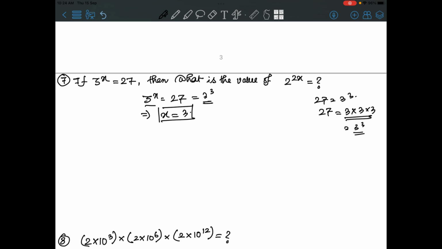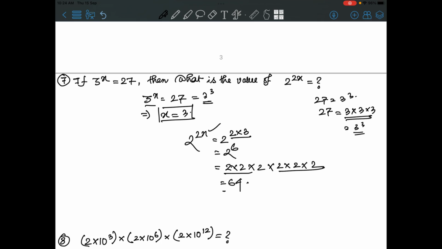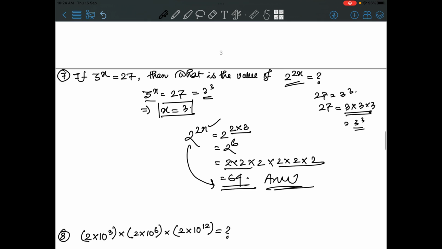Now what value do we have to find out? 2 to the power 2x. In place of x, we will put 3. Now 2 to the power 6, because 3 into 2 is equal to 6. Now 2 to the power 6 is equal to 2 into 2 into 2 into 2 into 2 into 2. So 8 into 8 is 64. So 2 to the power 6 is equal to 64. So the value of 2 to the power 2x is equal to 64. This is the answer. Now the next problem.